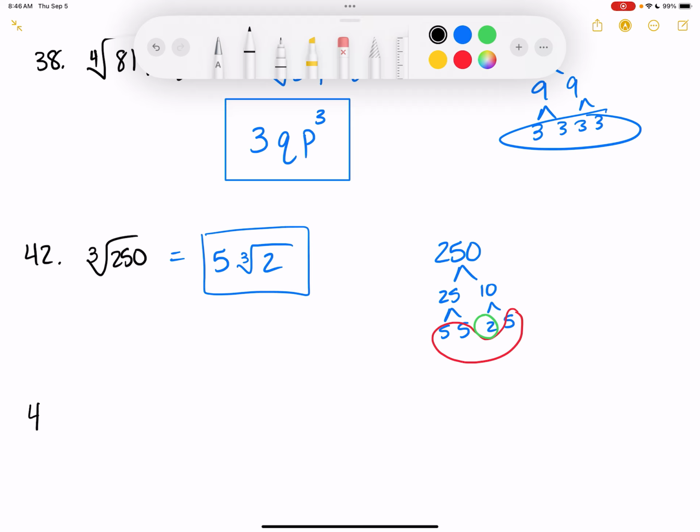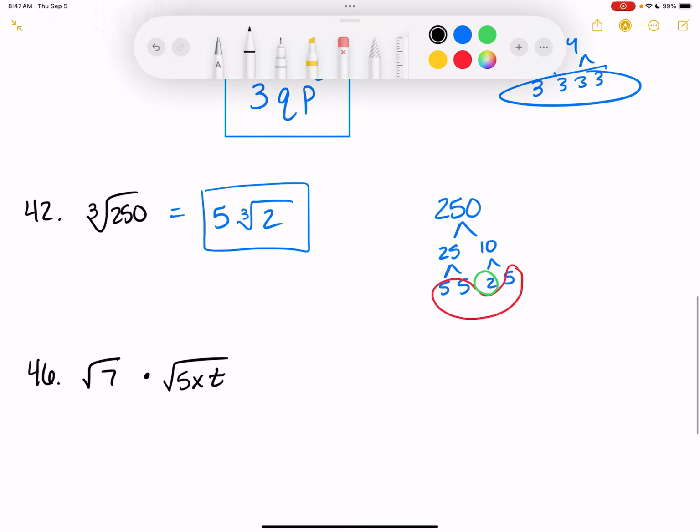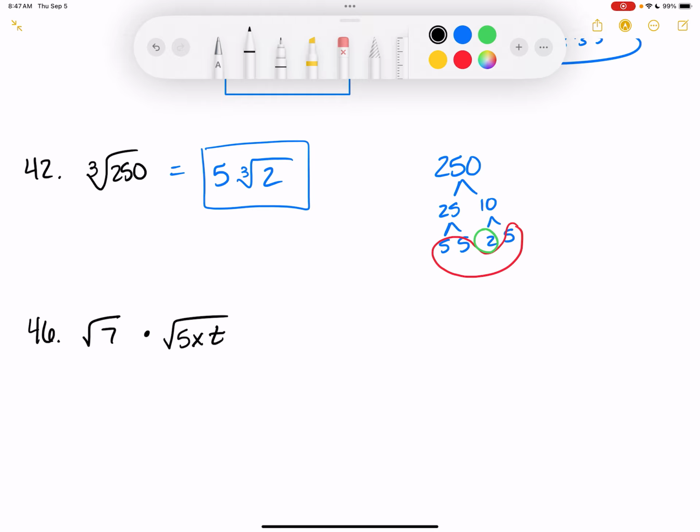$46. I've got the square root of 7 times the square root of 5xt. Some rules, in case you haven't done the notes yet, that you need to be aware of. We cannot add and subtract radicals unless they are the exact same. If I had the square root of x plus the square root of x, that's not the square root of 2x. That's 2 square root of x.